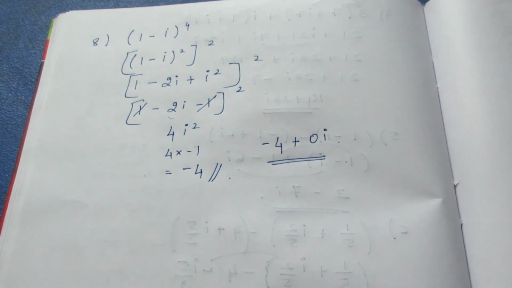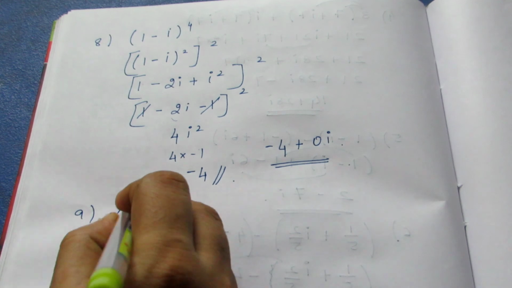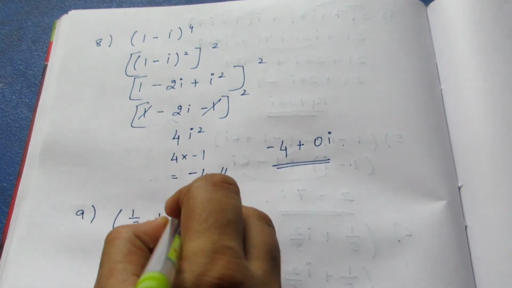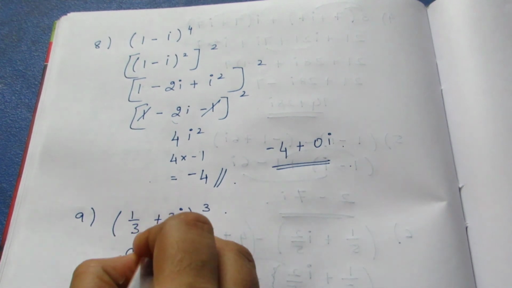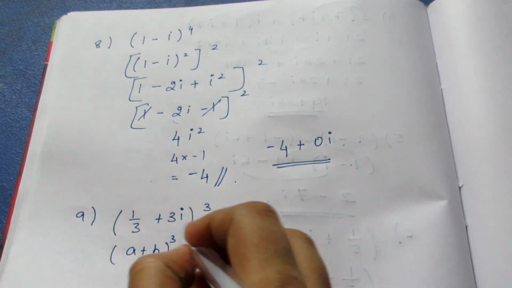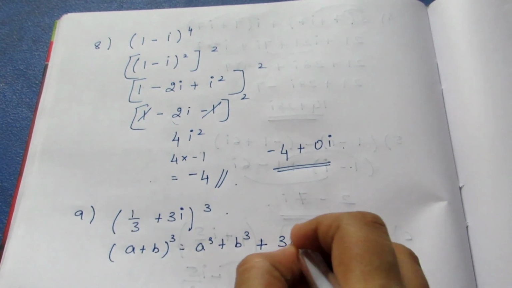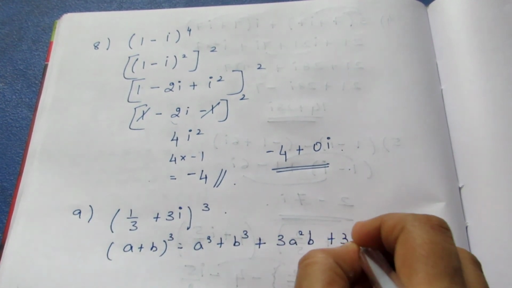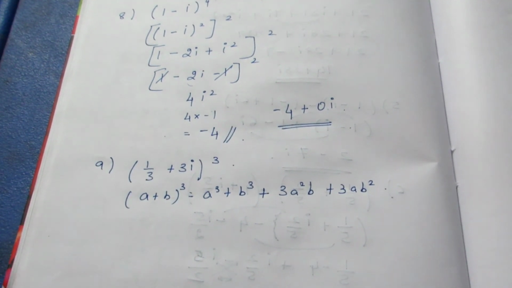We'll move on to the 9th sum. The question is (1/3 + 3i) the whole cube. So it is in the formula of (a + b) the whole cube, that is a cube plus b cube plus 3a square b plus 3ab square. We can solve it in this formula because it is in whole cube.